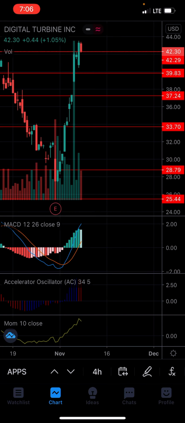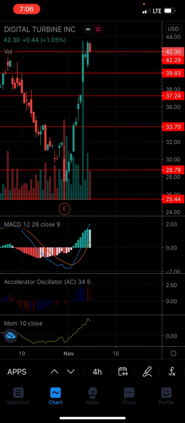But anyways, it's retesting the $42 level, 42.30. Is it gonna bounce up? It still has a chance to bounce up. Like I said, the MACD is still extremely bullish as long as the blue line is over the red line, and as long as those green candles on the MACD are still up and the momentum is still up, there's still a huge chance that we can bounce off that level and keep going straight up.